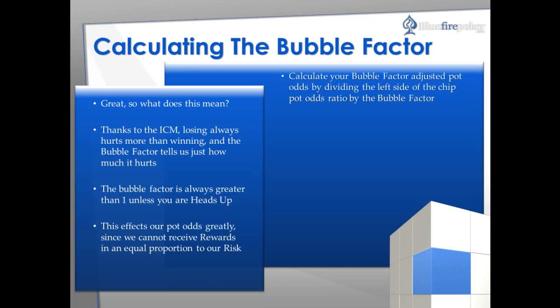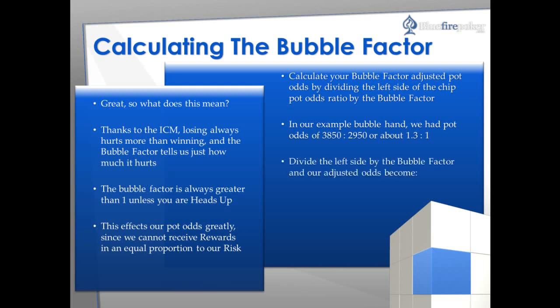So we can calculate just how much the bubble factor adjusts our pot odds by dividing the left side of a pot odds ratio, such as 3 to 1 or 2.5 to 1, by the bubble factor. In our example bubble hand, we had pot odds of 38.50 to 29.50, or about 1.3 to 1. So we divide the left side of that equation by the bubble factor, and our adjusted pot odds become 1.3 divided by 1.9, or about 0.68 to 1.